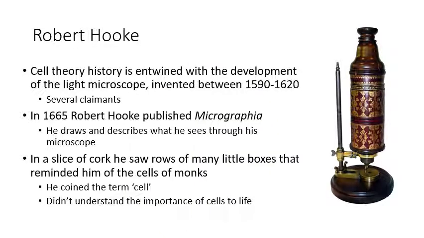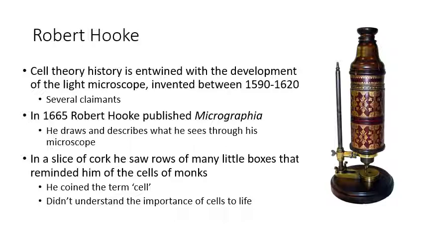So with all of that in mind, we'll talk about cell theory history, starting with a guy called Robert Hooke. The development of cell theory is all kind of wrapped up with the development of the light microscope, which actually we don't really know who invented. There's a few different people who said that they did, and probably only one of them did. It is possible that multiple people could have invented it, working independently at different times, but we don't really know who did. We know that it happened sometime between 1590 and 1620.